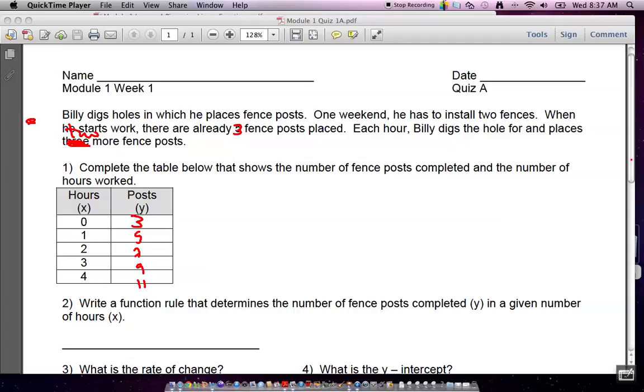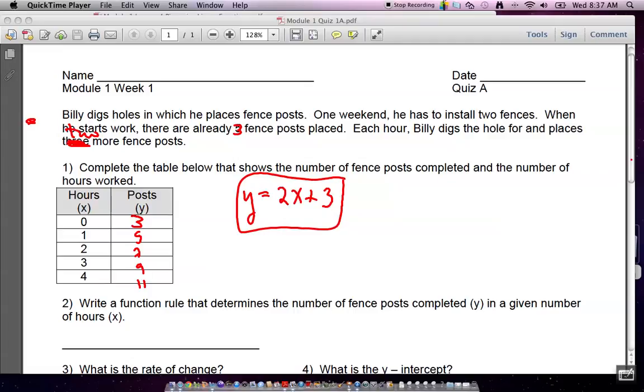And I want you to begin to think about functions in terms of input and output. The input is how many hours has gone by. What's the output? Yeah, how many posts have been put in. So the number of posts, the output, y always represents output, is 2 times the number of input, which is the number of hours that have gone by, plus what? 3. And that is my function rule.